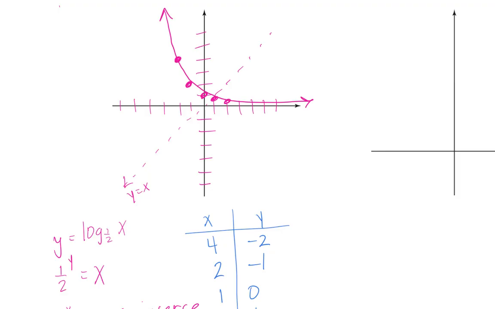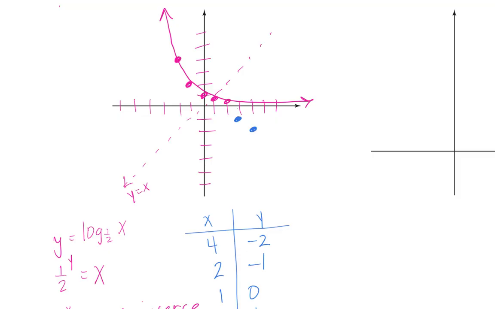And then I'm going to flip the points around. So now we've got 4, -2, 2, -1, 1, 0, 1/2, 1. So that would be like right here. Oops. And 1/4, 2. Oops. So let's see. Let me back up a little bit. I think I misplotted those 2 points.